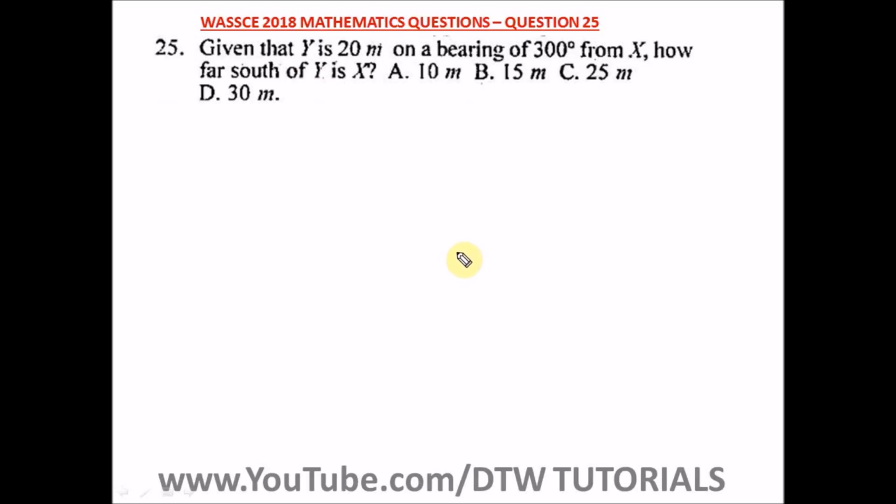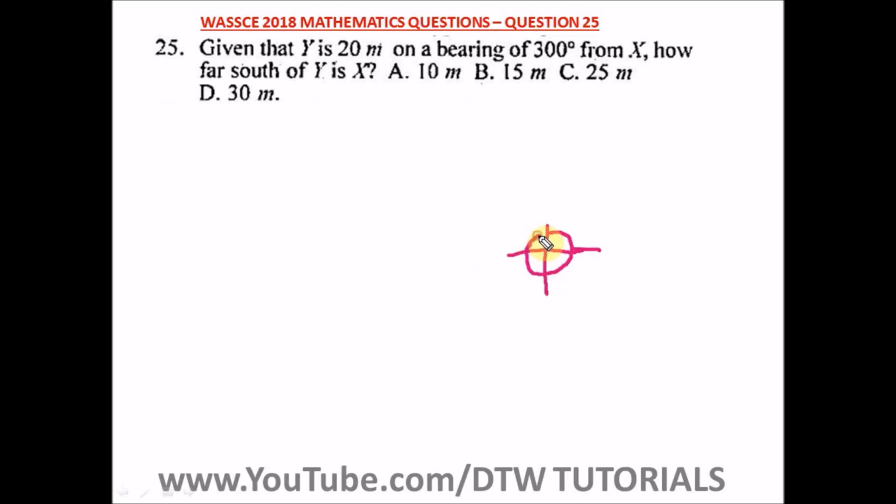Question 25 of the WASSCE 2018 Mathematics Past Question, that's your WAEC 2018. It says, given that Y is 20 meters on a bearing of 300 degrees from X. Okay, let us interpret this question first before we go further. Let's say this is our point X here, bearing of 300 degrees. This is 90, this is 180, this is 270. 300 degrees will be somewhere here.